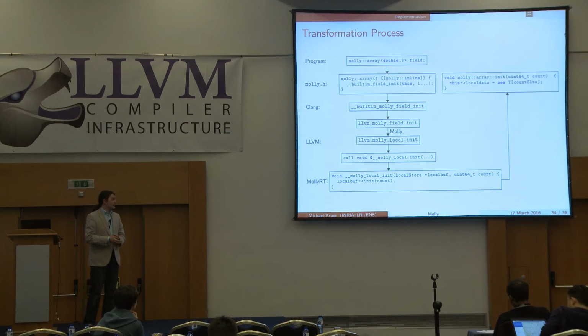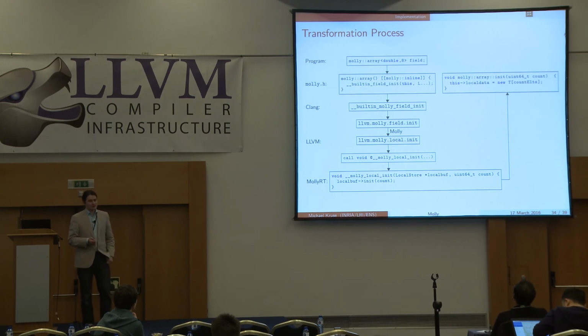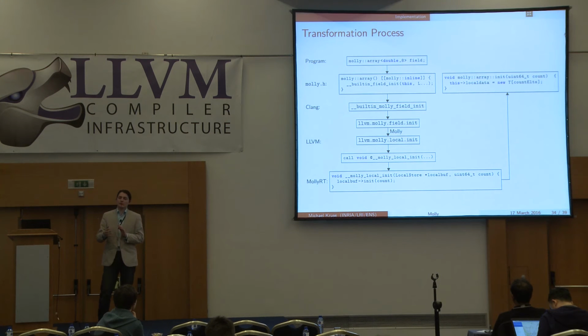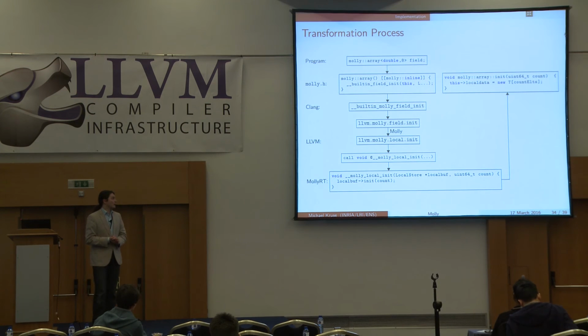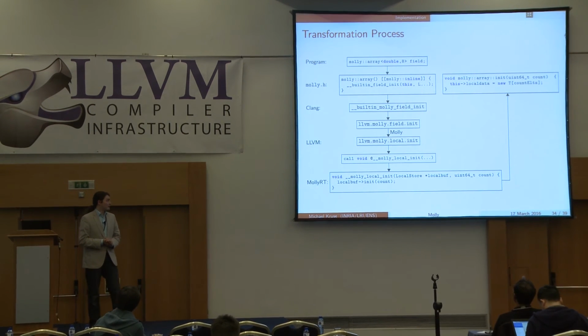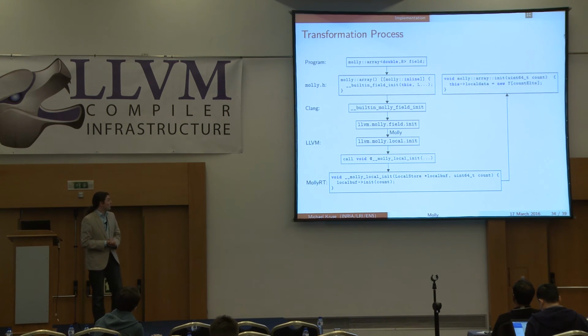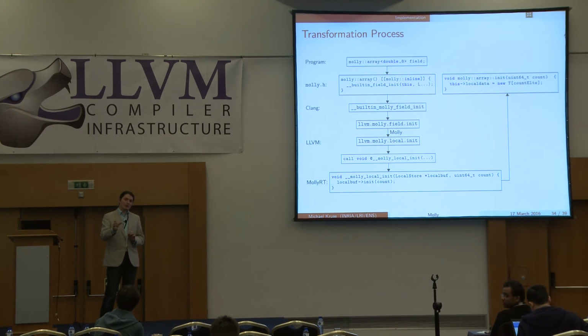Clang would then translate this built-in to an LLVM intrinsic. In this case, the LLVM intrinsic is called molly.field.init. Molly would look at this field intrinsic and determine what the local part is: the size of the local allocation for this field, for this node only, to have a distributed array over there. In LLVM, this is then translated again to a call to the Molly runtime, called molly local init, which has an argument for the number of elements it has.